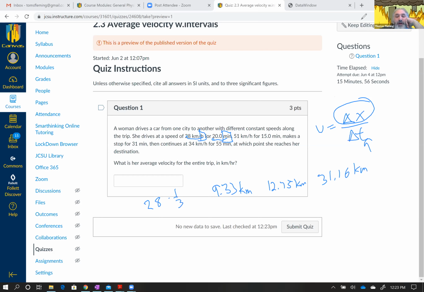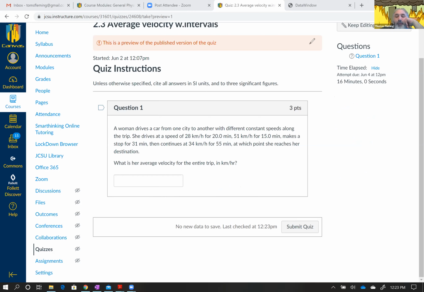So that's the scenario. And again, I don't ask a whole lot of average velocity questions on exams, but when I do, it's usually something like this. The idea is that if you know what you're doing, you know that you've got to find the total displacement and the total time. If you don't know what you're doing, then you'd take 28 and 51 and 0 and 34 and just add all those different velocities up and divide by 4, and that's the wrong answer. So don't do it that way.